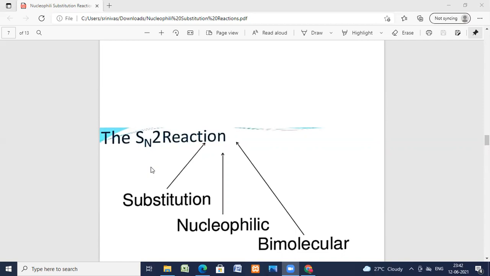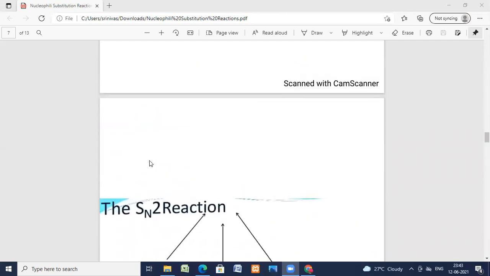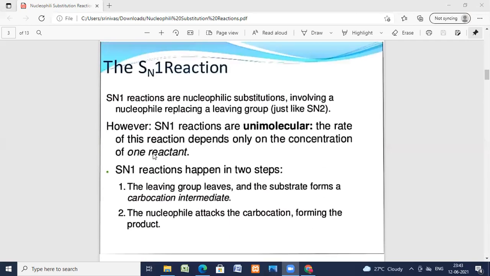I have explained clearly about nucleophilic substitution, which generally takes place in halogen compounds, and these halogen compounds undergo SN1 and SN2 reactions. The differences, the rate of the reaction, the stereochemistry, and the energy profile diagram, everything is discussed in this session. I hope you have understood today's class. So SN1 reactions and SN2 reactions, how they are taking place, we have seen.